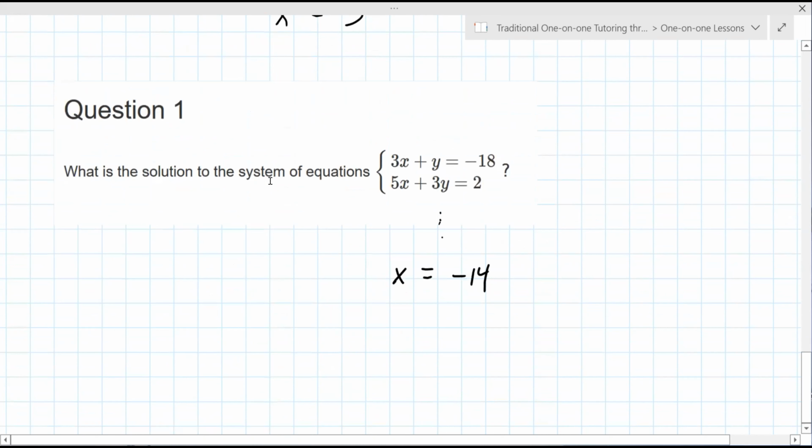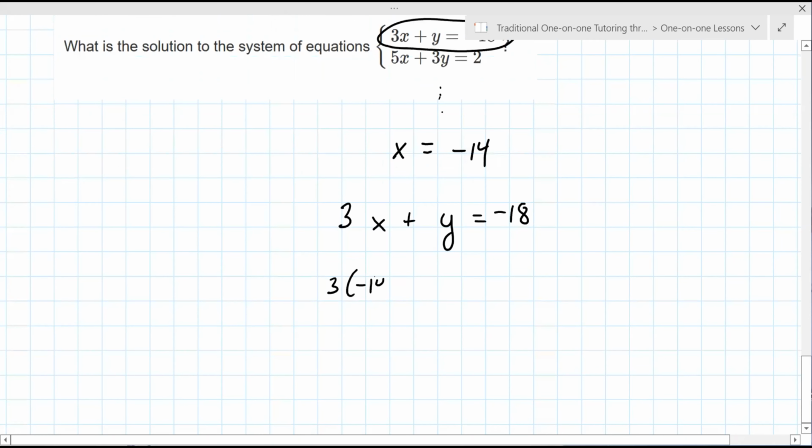The system of equations has both an X and a Y value. So to get the other variable, because sometimes you get Y first, sometimes you get X first, you have to choose an equation. Have you ever seen Indiana Jones movies? No. Okay. So sometimes you can choose a good or a bad equation. We're going to choose the first equation. And when you choose the first equation here, you're going to substitute in negative 14 for X. 3 times negative 14 plus Y equals negative 18.